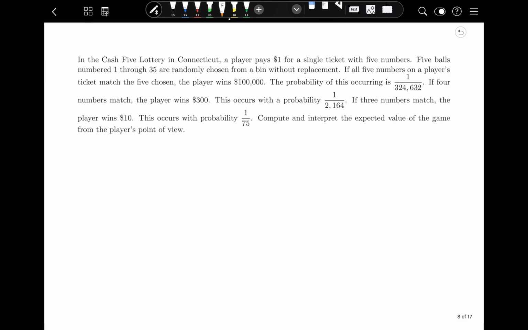Another example where we use expected value a lot is with gambling, because it's a case where we know the probabilities, we know the values of winning, and we know what it costs to play.